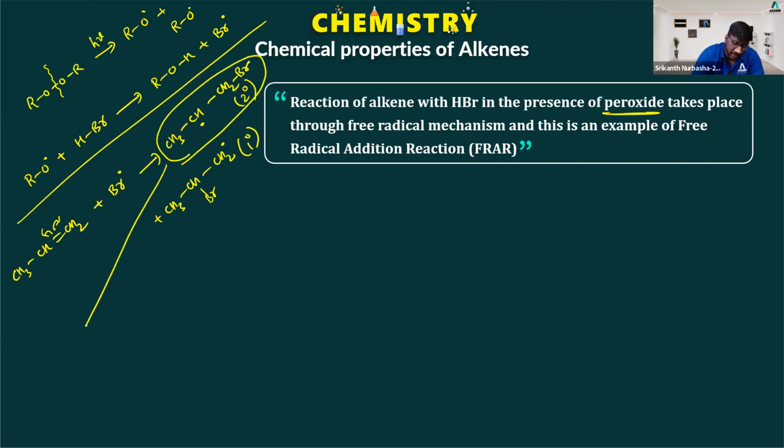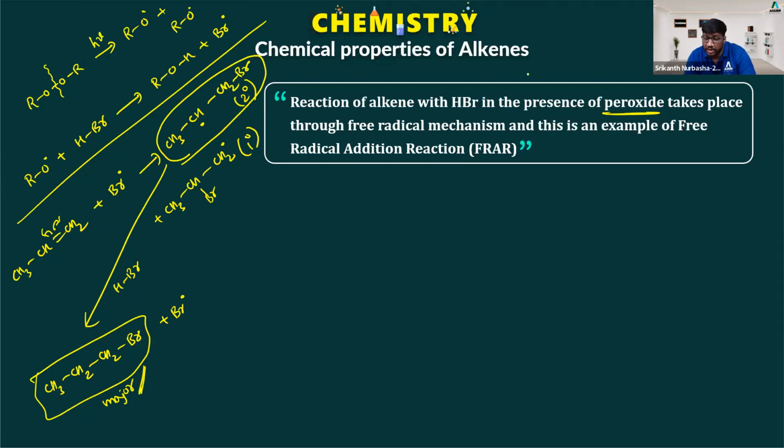So this secondary free radical, which is more stable, will be formed, and that will react with HBr again to form CH3 CH2 CH2Br, and Br dot is released. That Br dot will react with one more molecule to generate the same type of species. So this is nothing but your major product.